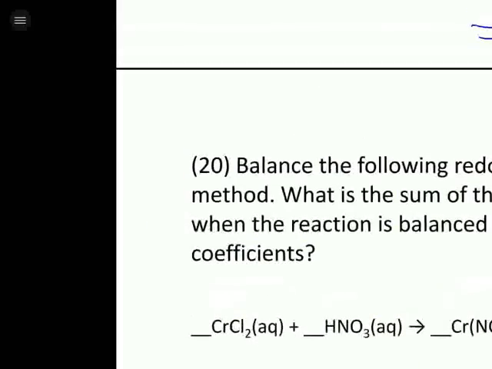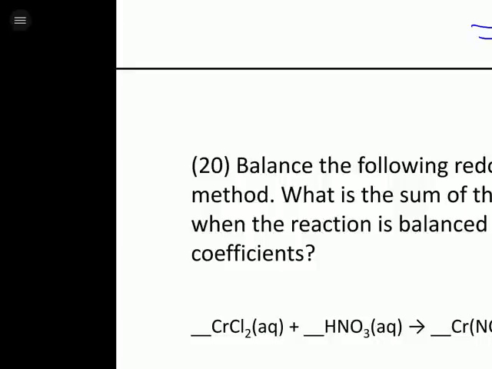So number 20, just another balancing redox reactions problem. We want to know what is the sum of the coefficients on the reactant side when balancing with the smallest whole numbers. All right, so for this one, the first step is going to be to determine the oxidation numbers.